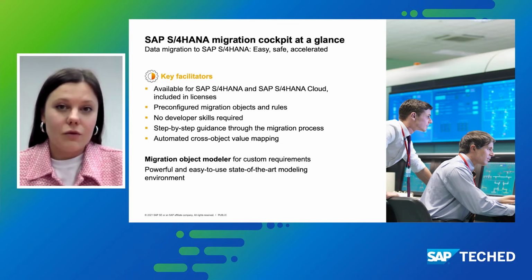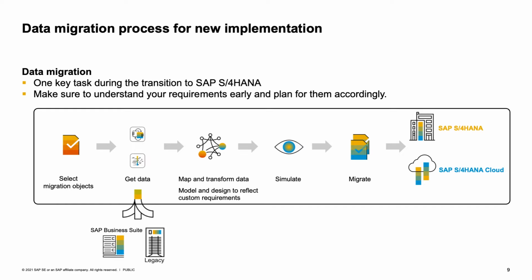It's a Fiori app, which is called Migrate Your Data. You are provided with step-by-step guidance through the whole migration process, from the project creation till the migration. And you take advantage of the automated cross-object value mapping. The value mapping functionality works through the whole project, independent of how many objects you have in there. If you would like to edit the migration object or create a new migration object to use in Migration Cockpit, you can use a modeling environment, the tool which is called Migration Object Modeler, and we will talk about it in later slides.